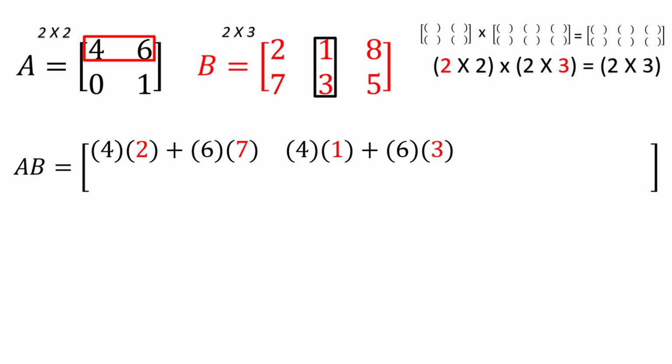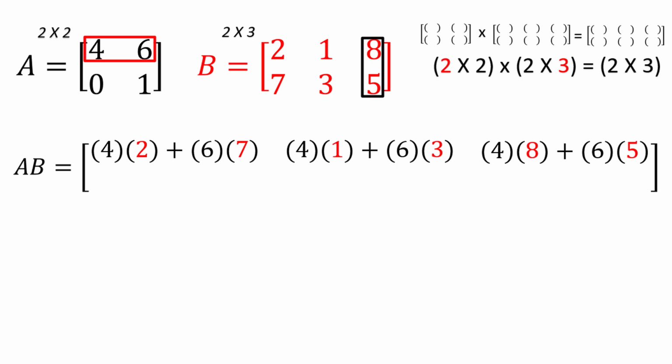Then moving 1 to the right, we are still in the first row, but now we are in the third column. So we must take the first row of A and multiply by the third column of B. This leaves us with 4 times 8 plus 6 times 5. Now we need to move on to the second row.